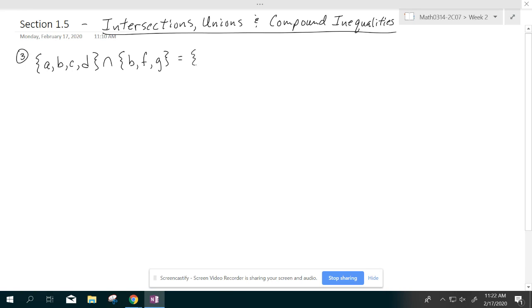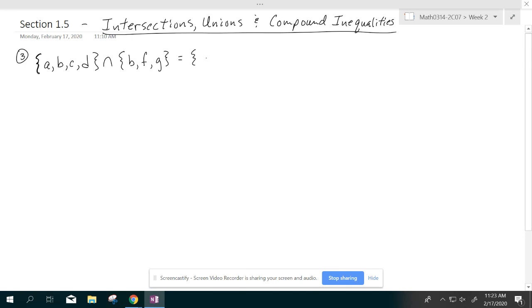And just for math trivia, does anybody remember what the name for this fancy bracket is? Brace. Good. And remember, braces are used to indicate a set. So this is the set of letters A, B, C, D. And this is the set of letters B, F, G. And we want the intersection of those two sets.